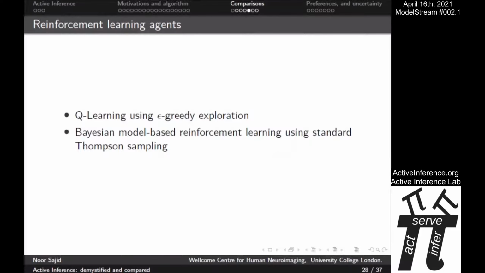So we compared this particular generative model and the active inference agent to 2 reinforcement learning algorithms. The first one was Q-learning using epsilon greedy exploration, and the second one was the Bayesian model-based reinforcement learning algorithm using standard Thompson sampling. And Thompson sampling is an appropriate procedure here because it entails the optimization of dual objectives, reward maximization and information gain. And this is achieved by having a distribution over a particular function that we parameterize by having a prior distribution over it that we sample from.